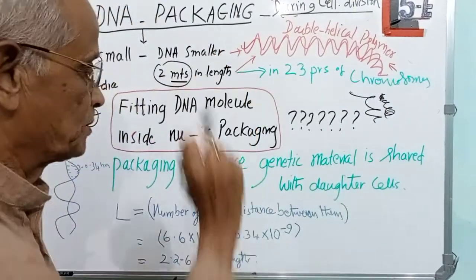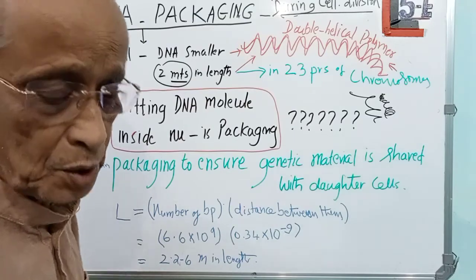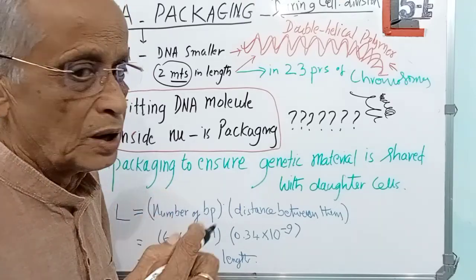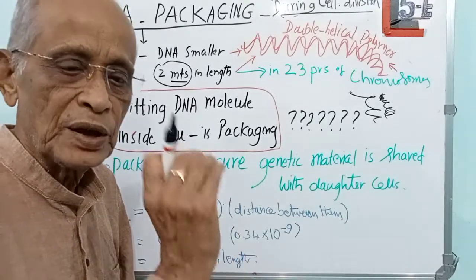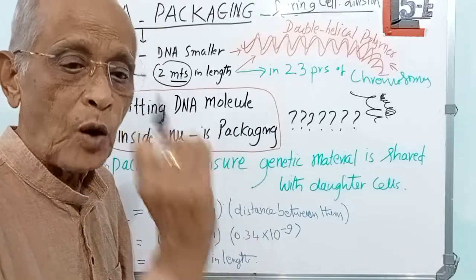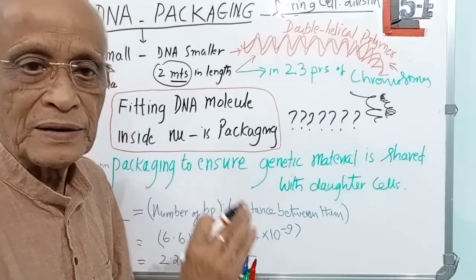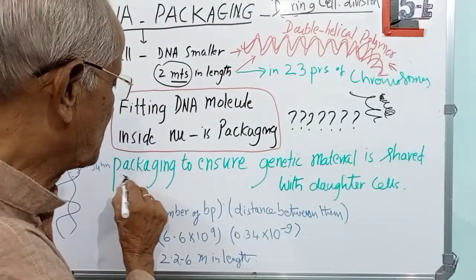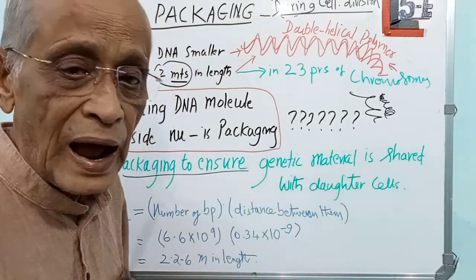That's called packaging. And why is packaging required? After all, cells are not very simple things. There are enzymes which can break the molecules. To see that the genetic material contained in a cell goes to the cells equally and qualitatively, that is, both in quality and quantity, the progeny or the new cells must get from the parent cell, and to ensure that there is packaging. That is the importance of packaging: to ensure genetic material is shared with daughter cells in quality and in quantity.